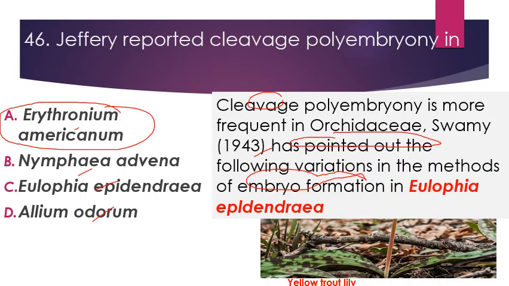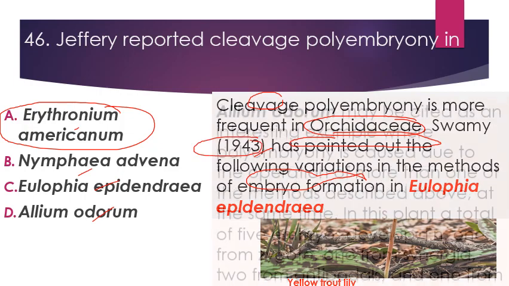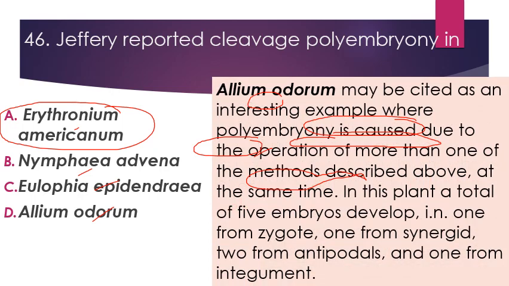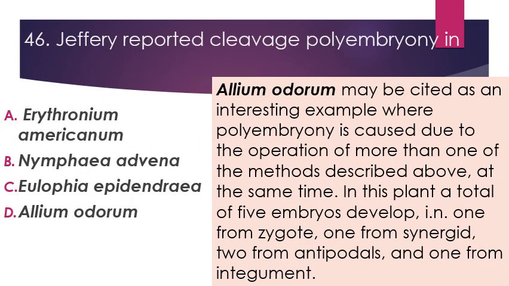Then this cleavage polyembryony is more frequent in Orchidaceae also. So this plant is called Eulophia epidendraea, where it was observed by Swamy in 1943. Next is Allium odorum. It may be cited as an interesting example where polyembryony occurs due to the operation of more than one of the methods described above, and in this plant a total of 5 embryos develop. That is 1 from the zygote, 1 from a synergid, 2 from antipodals, and 1 from the integument. So this is how these 5 embryos are formed.